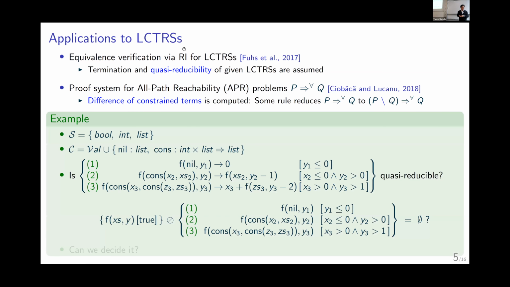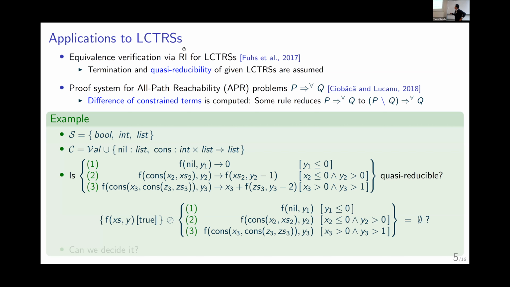And now I show the example. So this is our motivating example. Very artificial, but anyway, I explain. So this is the LCTRS, over integer theory, and there are 3 sorts, and so there are 3 rules. And my question is, is this LCTRS quasi-reducible? Is it easy to answer? So I will show the answer, but anyway, this is our motivating question, our research question.